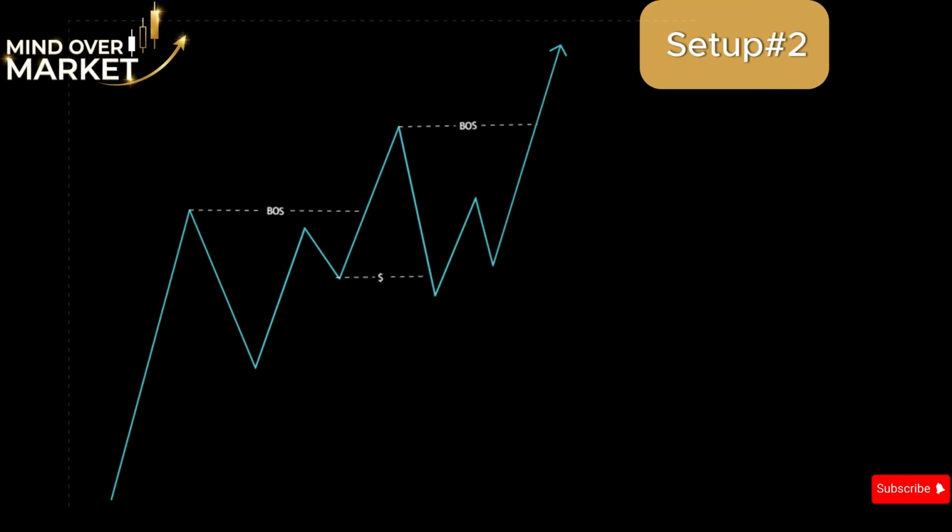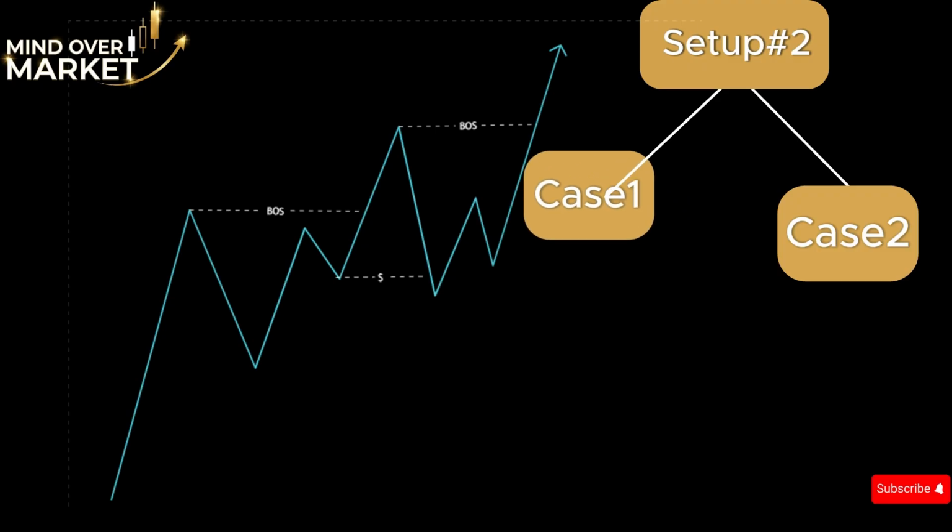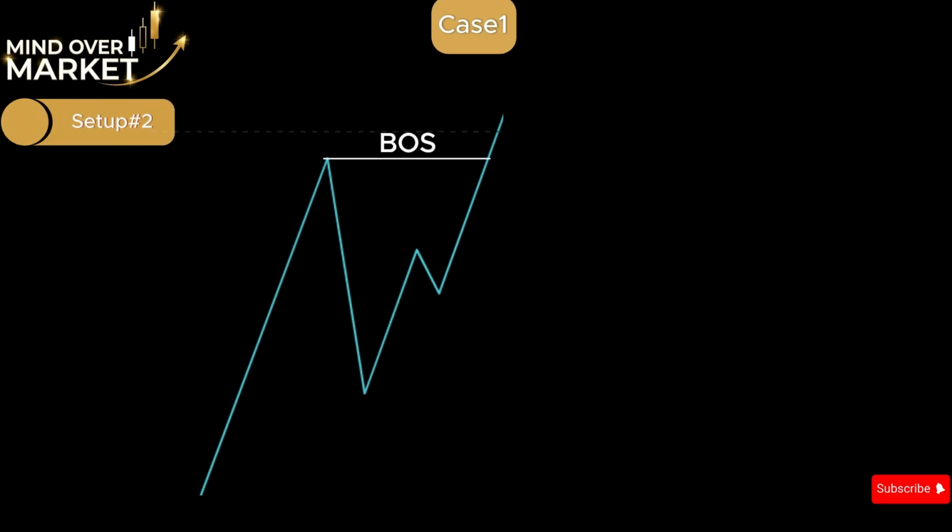Now, this setup consists of 2 specific cases. Let us decode case number 1 first. Assume a clean bullish market structure. Right after a valid break of structure, price creates its very first pullback.